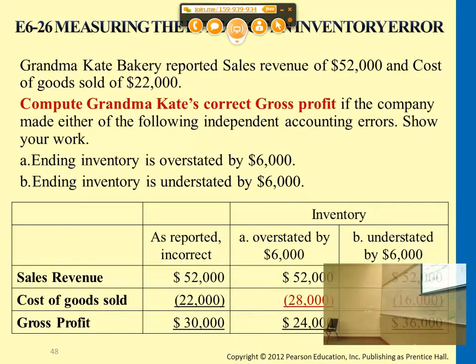So if gross profit is $30,000 here, you subtract 6,000. At the end, for net income, you also need to subtract 6,000. Here, if ending inventory is understated by $6,000, you add the 6,000 back. For net income, you also need to add 6,000 back. Okay, gross profit and net income have the same effect direction. If one is overstated, the other one is also overstated.